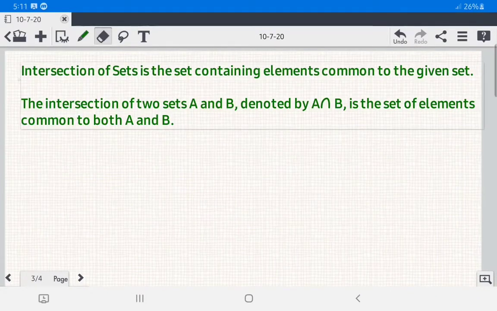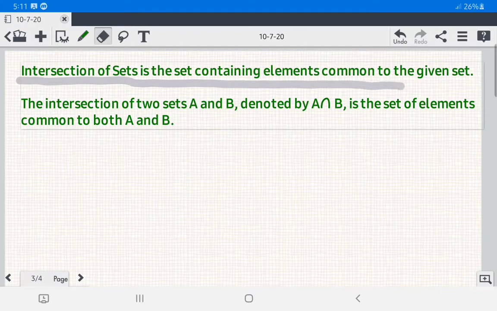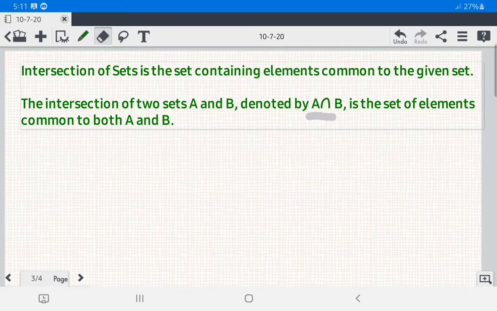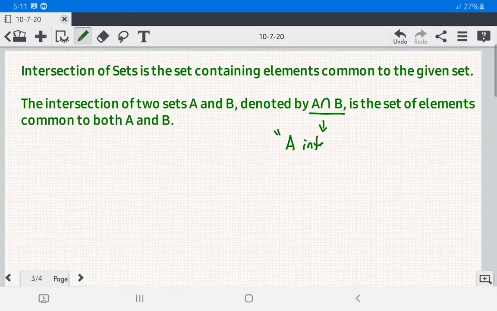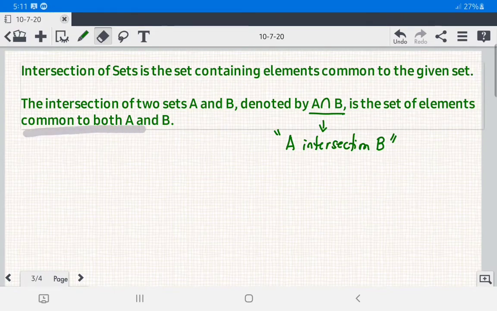Next is the intersection of sets. Intersection of sets is the set containing elements common to the given sets. The intersection of two sets A and B, denoted or written A ∩ B, we read this as A intersection B, is the set of elements common to both A and B. So using our previous examples, we have set A.